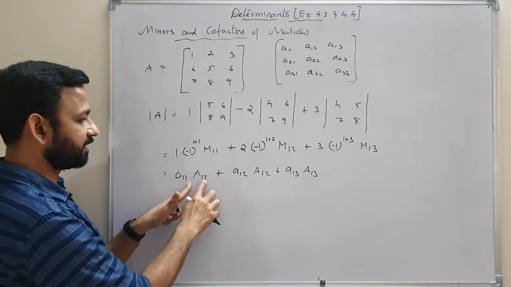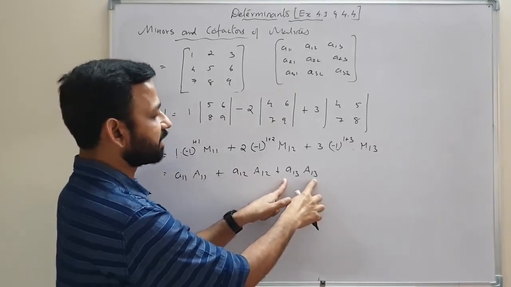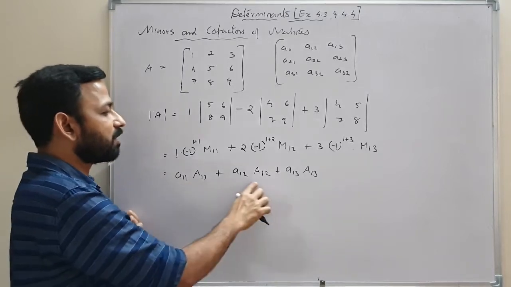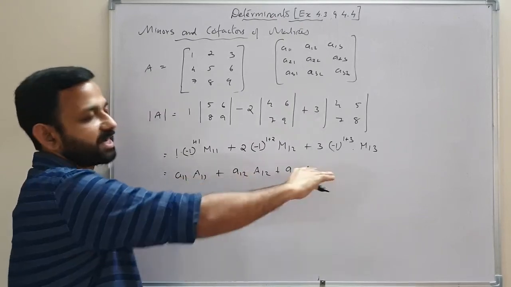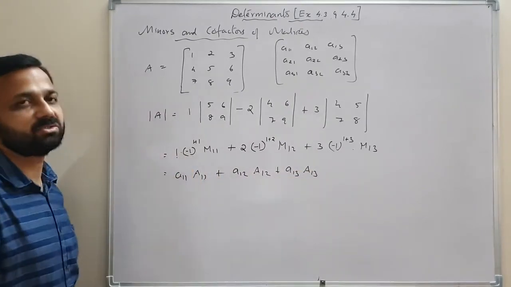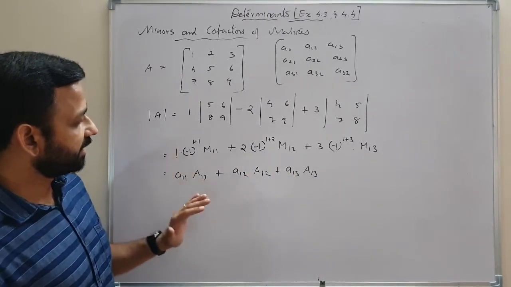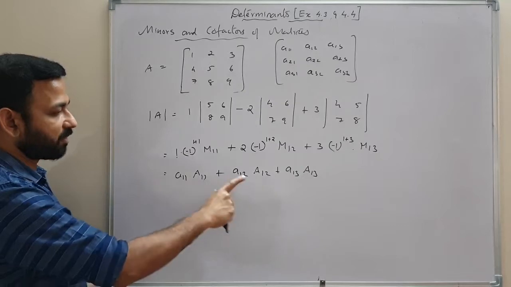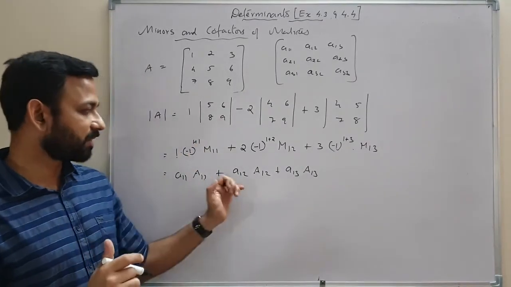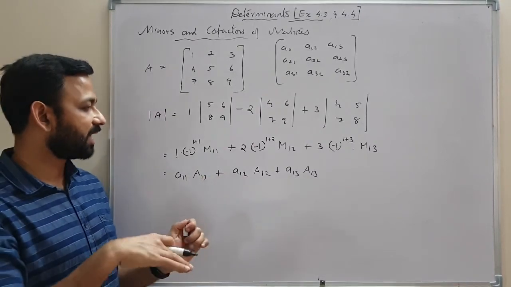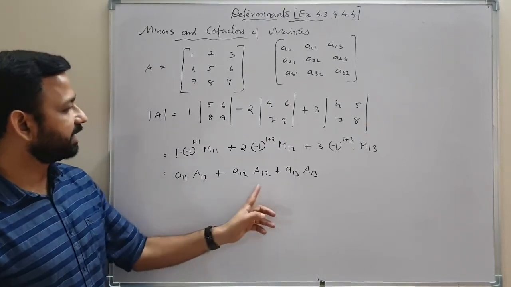A11 into capital A11 plus A12 into capital A12 plus A13 into capital A13. That means this is the sum of the product of the elements of the first row and the corresponding cofactors. So that will be the determinant. So determinant can be calculated like this. Determinant is equal to the sum of the product of elements of any row and the cofactors of the corresponding elements. So that will be the determinant.